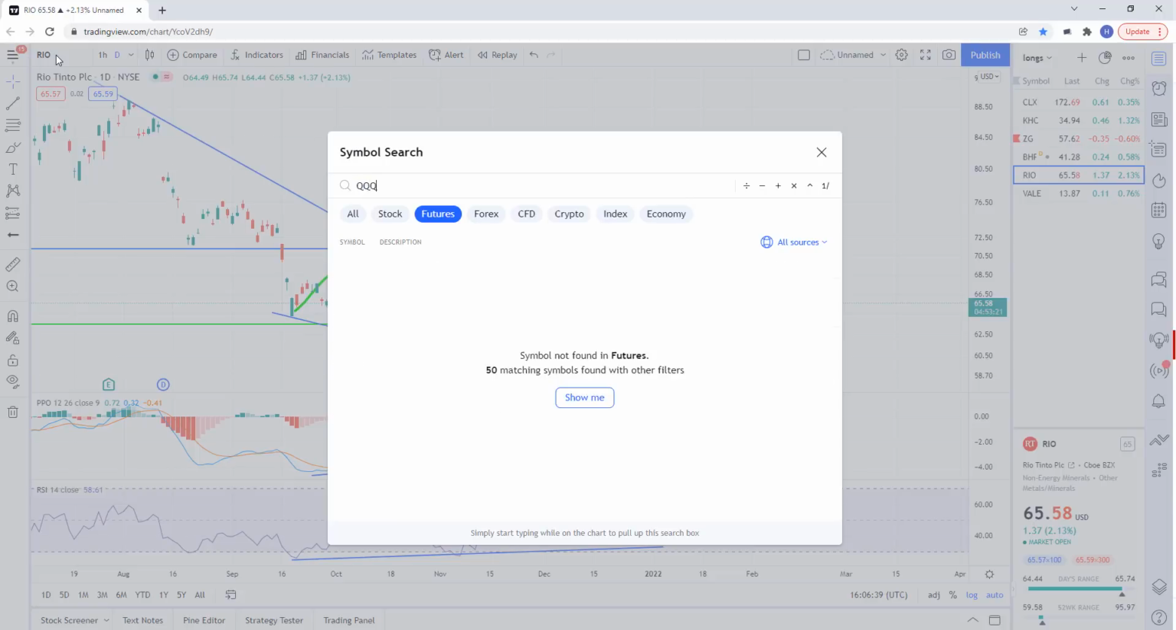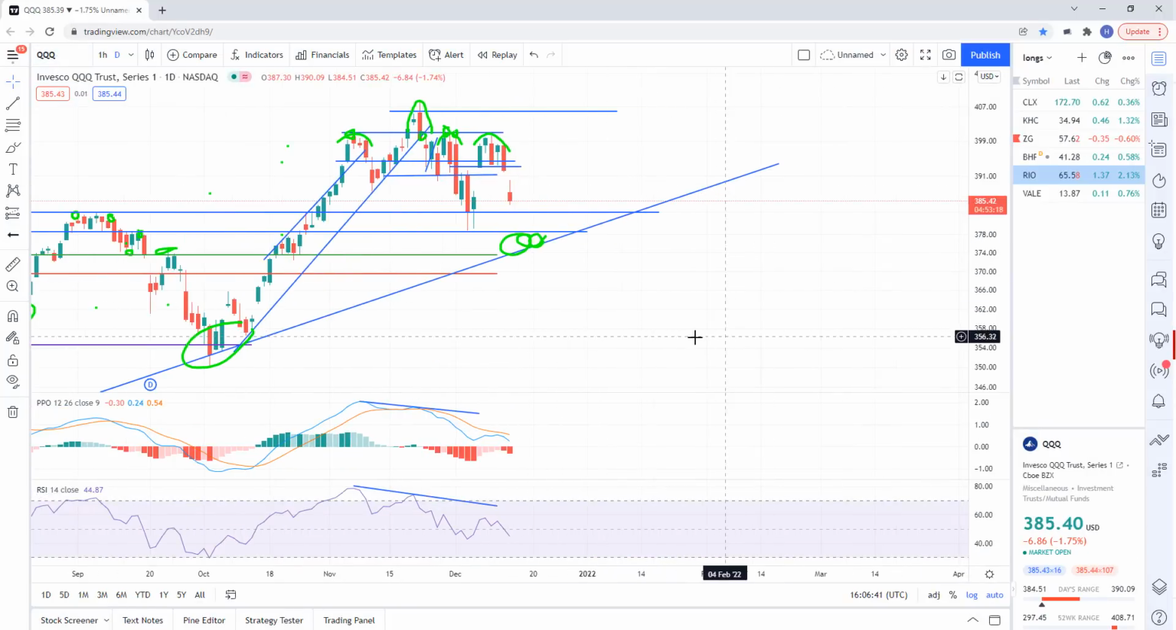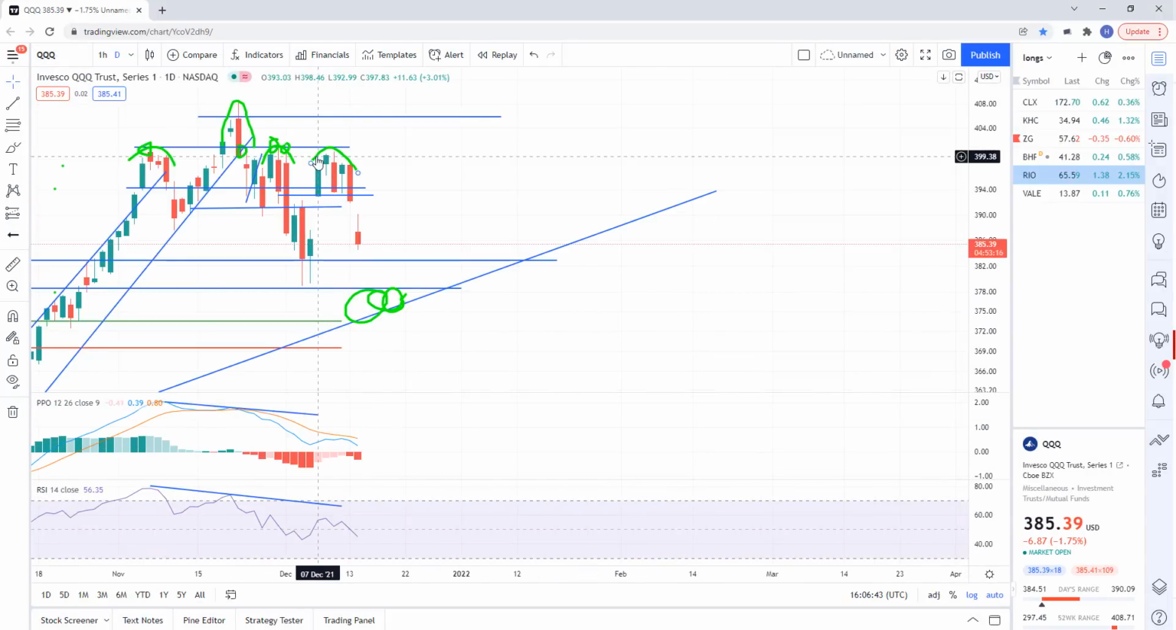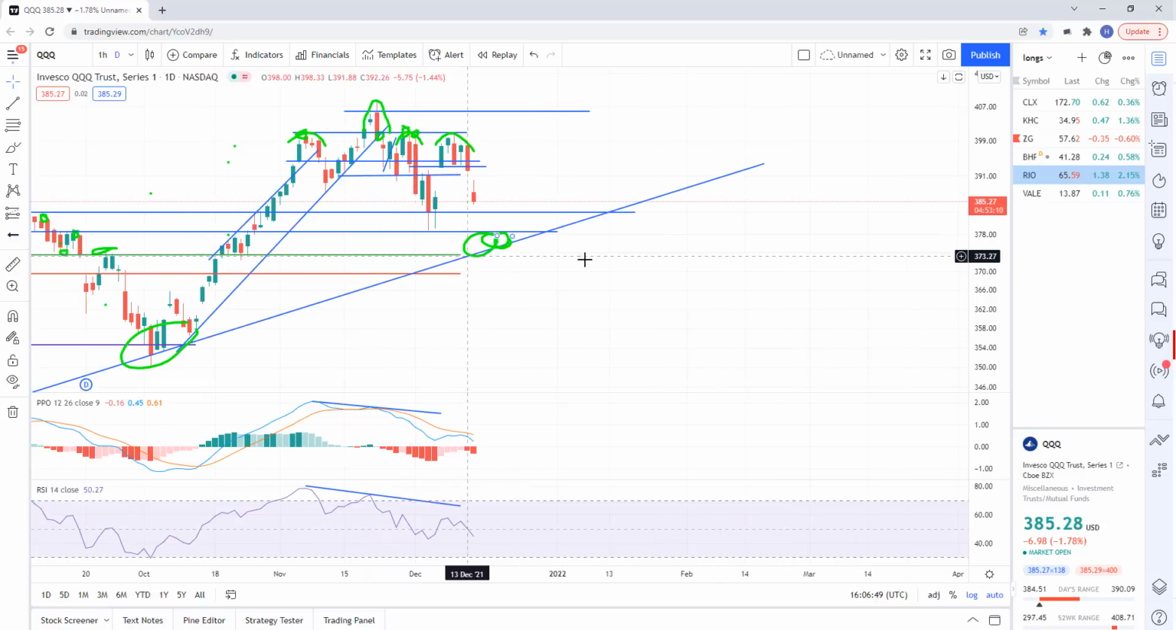So we're going to start out here with triple Qs. We'll get to that Rio one here in a second. Triple Qs. All right, down today. Gapping down and, so far in general this morning, looking weak. As far as I can tell, it looks like we're actually continuing that ABC correction. So we've got kind of the A here. We got a bounce or a counter trend, and then we're going to go down for the B.